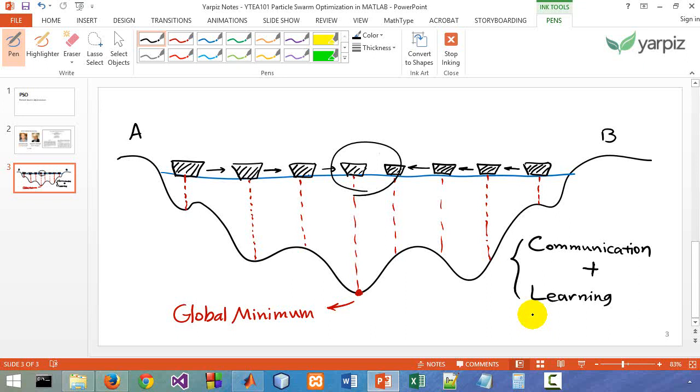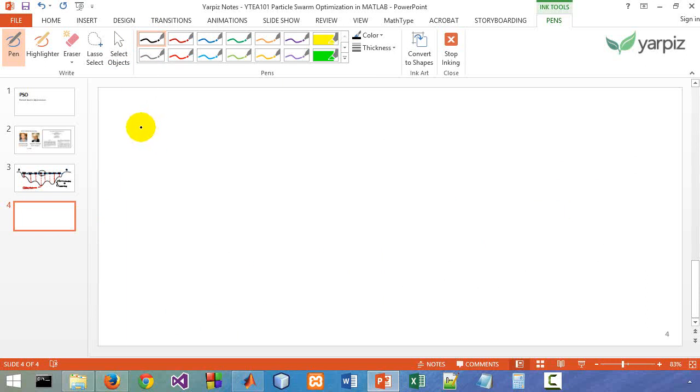PSO is a swarm intelligence method, and it uses some unintelligent agents called particles to reach an upper level of intelligence, which is absolutely unreachable for any of the particles in the swarm. Okay, let's see how particle swarm optimization works. Particle swarm optimization contains a population of candidate solutions called a swarm. So we have a swarm of candidate solutions called particles in PSO.